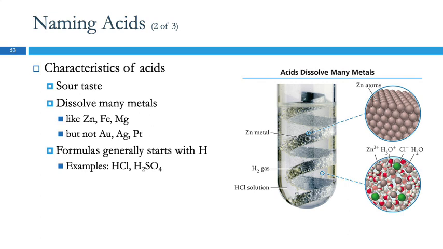So acids have some common characteristics. They taste sour. So any foods that you eat, like lemon juice or lemon anything, or Sour Patch Kids, any food that is sour has acid in it. Our bodies actually can handle acids pretty well. It's bases they have a lot of trouble with. Acids can dissolve many metals, but not all of them. And here's an illustration of zinc metal dissolving in hydrochloric acid. Their formulas in Chem 1A always start with H. So HCl, H2SO4. Starts with H, it's an acid.